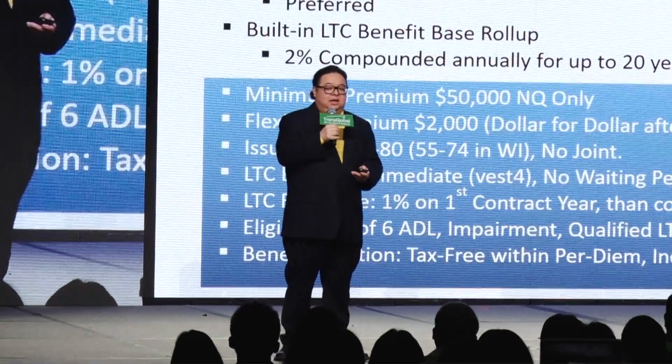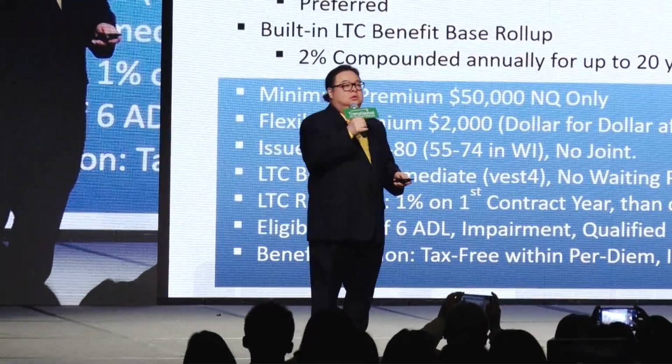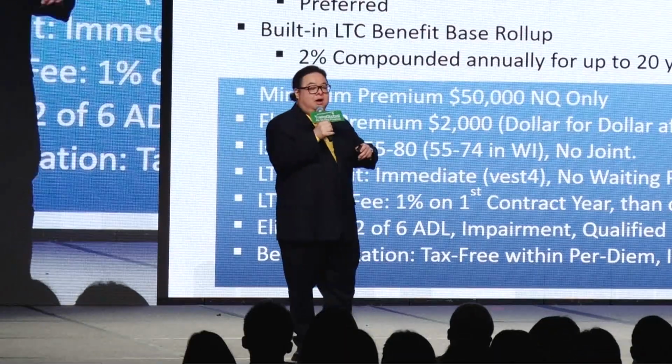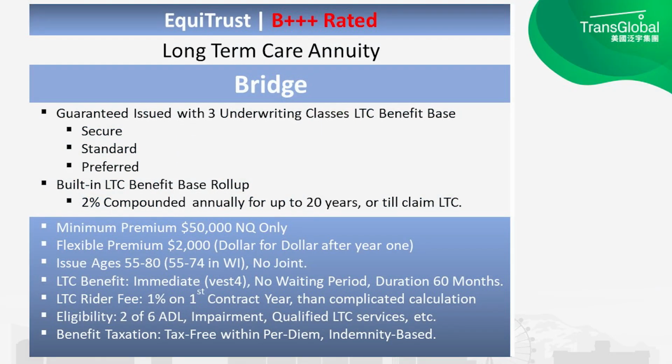Okay, so finally, this one I will talk about more in our agent training because we really don't have time. It is also Eco Trust. Again, it is just A- right now. It's a long-term care annuity. It's a real long-term care. It's not a 2 of the 6 ADL doubler. It's a real long-term care.